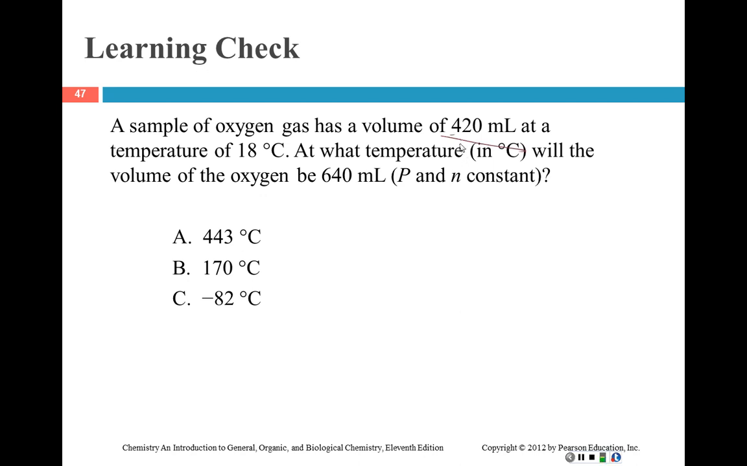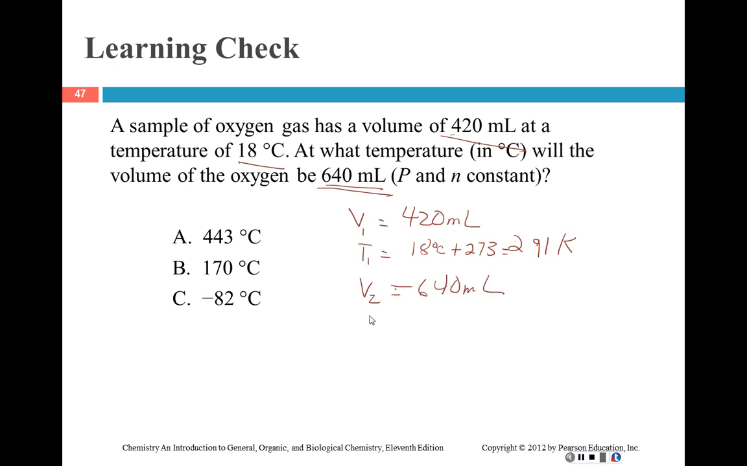A sample of gas has a volume of 420 milliliters. So V1 equals 420 milliliters, at a temperature of 18 degrees C, so that's 18 plus 273, which I think is 294, but I am going to check. 291. See, 291 K. Alright, so I have another volume, which will be V2. It's going to equal 640 milliliters. And so they're asking, what temperature would I have to put that at to get that volume?